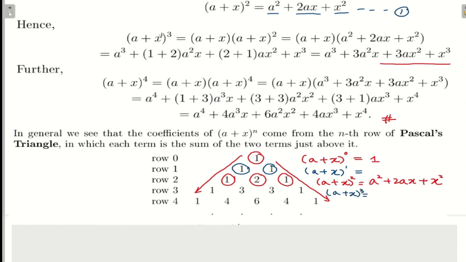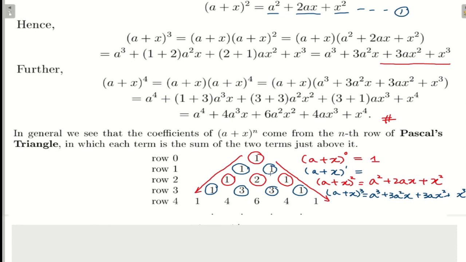The expansion above is a cubed plus 3a squared x plus 3a x squared plus x cubed. Just look at the coefficients. We have 1, 3, 3, and 1. So it's 1, 3, 3, and 1. And this forms what is so-called the Pascal triangle.